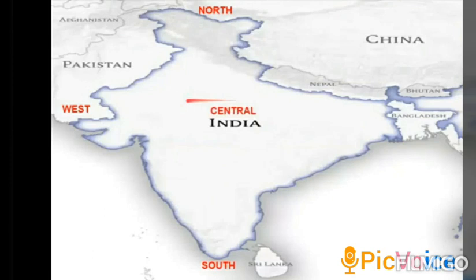Always remember, the direction in which the sun rises is east, and the opposite of east is west, as shown in the map above. So these are the main directions which are shown in the map and which we have already studied in standard 4th.